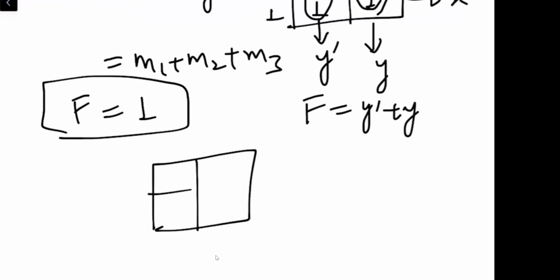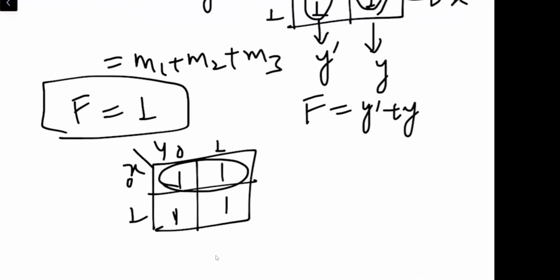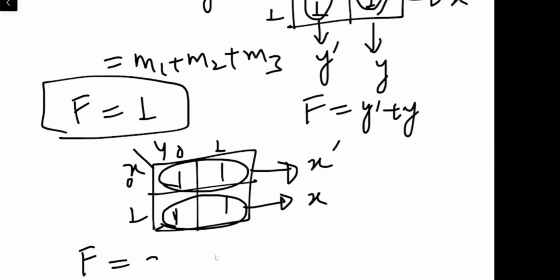If all are 1, this is x, y, 0, 1, 0, 1. If I make the groups in the horizontal direction, the adjacent groups, the two boxes can be made in one group, and this is another group, right? So this row is representing x complement, this row is representing x. So the function is equal to x complement plus x, which is again equal to 1.